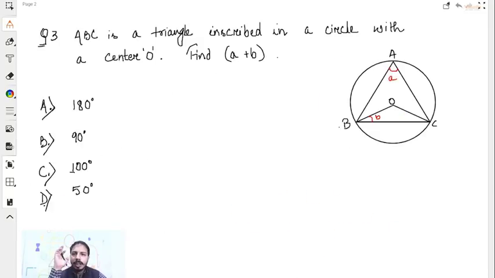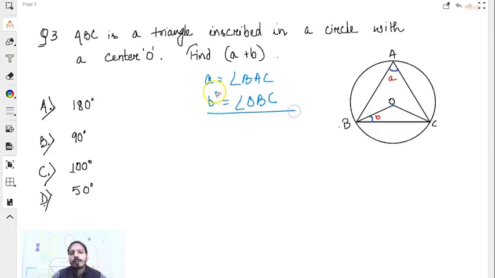The third one is, you have again a triangle ABC and this chord BC is subtending an angle A at this point of the circle, and at the center it is subtending an angle BOC. They're saying this is angle A and this is angle B, that means OBC is angle B. So find the sum of these two angles. A is angle BAC and B is nothing but angle OBC. Now you need to find the summation of these two. How will you find it?